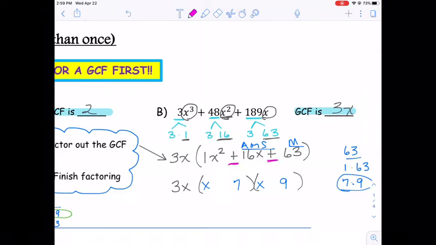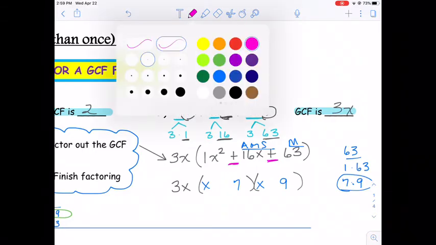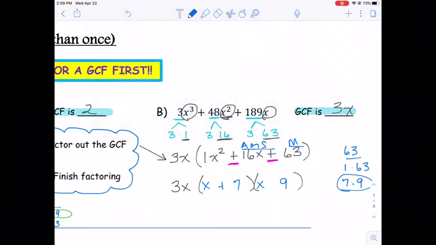We have a positive when we multiply and a positive when we add or subtract. So that means I'm going to have the same signs, both positive, in order to multiply to a positive. And I'm going to end up with plus and plus because I want to add up to a positive 16. So now I'm finished factoring.